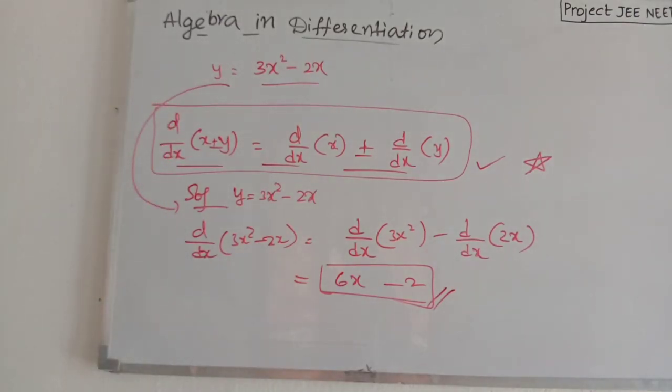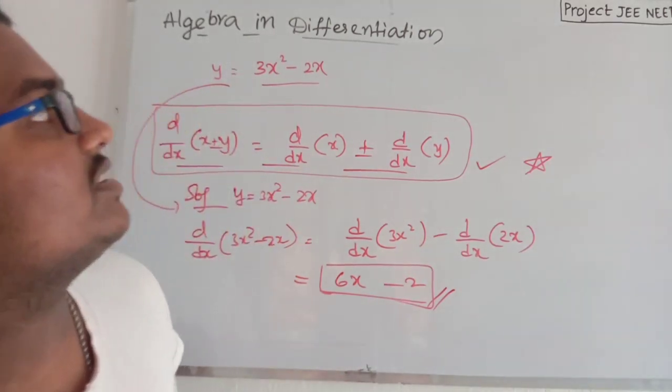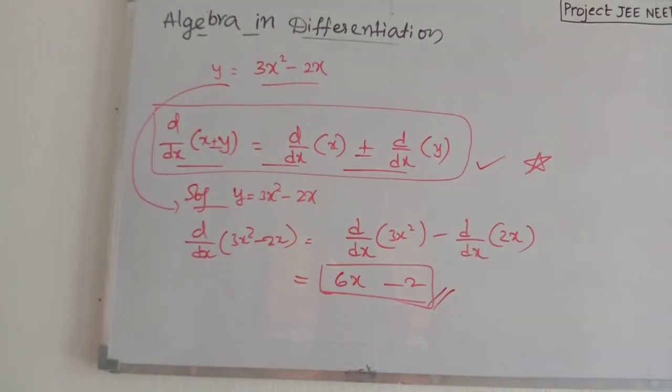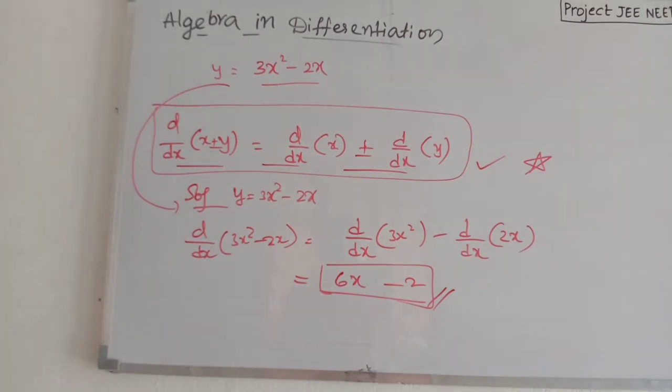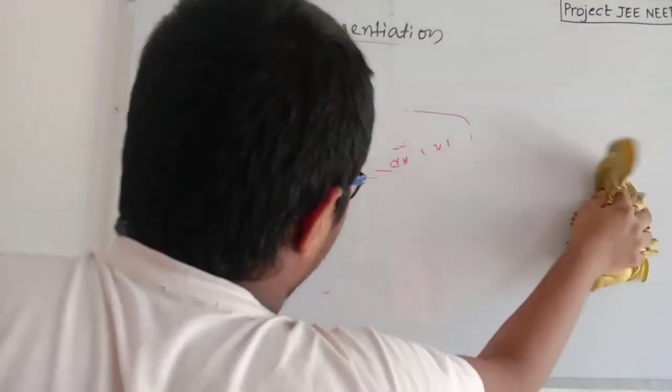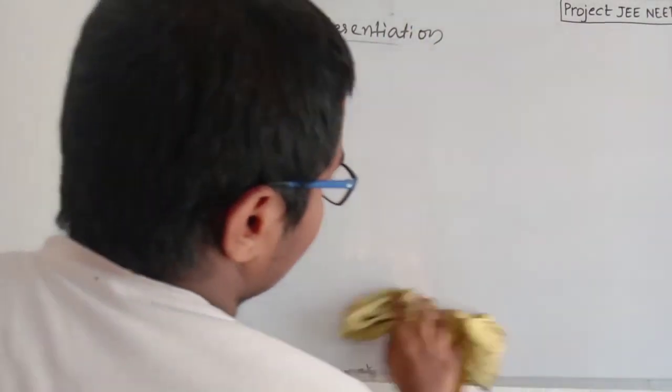If you are done with noting these notes of subtraction in algebra in differentiation, then let's go to the multiplication. Let's give you 5 seconds. 5, 4, 3, 2 and 1. Okay, let me erase this, and let's go to the multiplication.